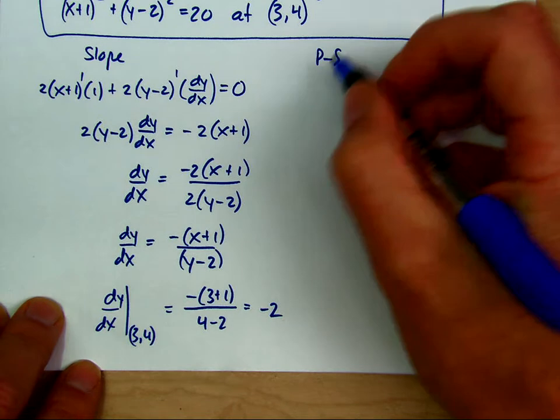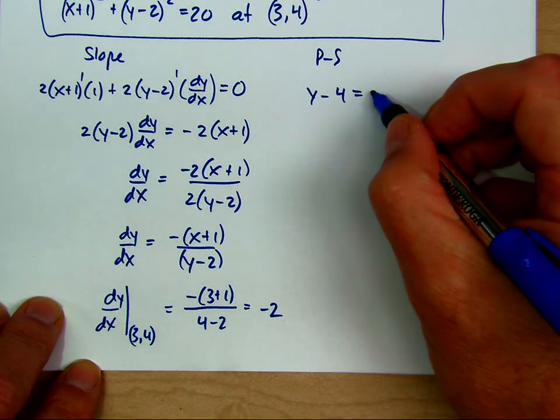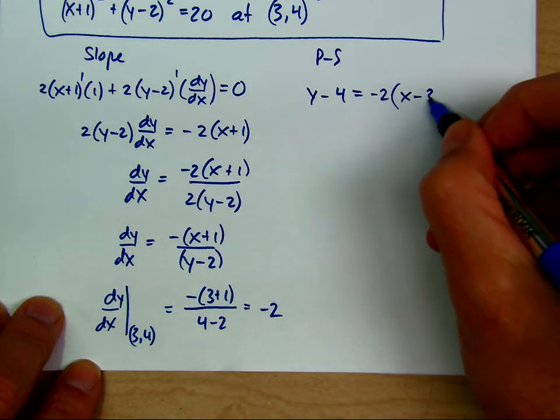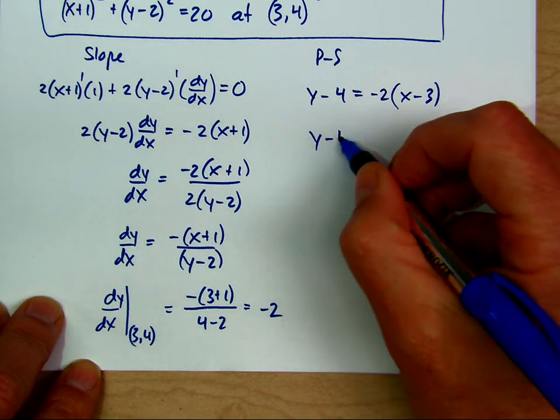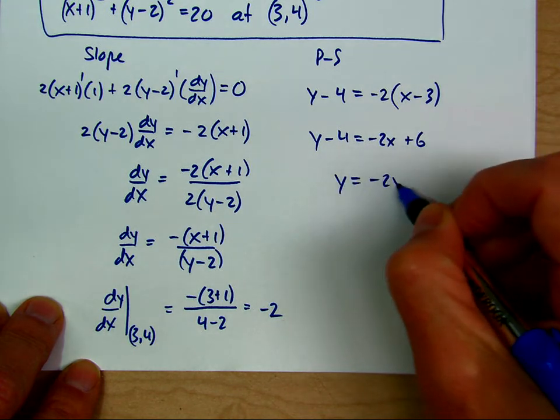And then point slope, we just do y minus y1 equals m, the slope, times x minus x1. So add 4.